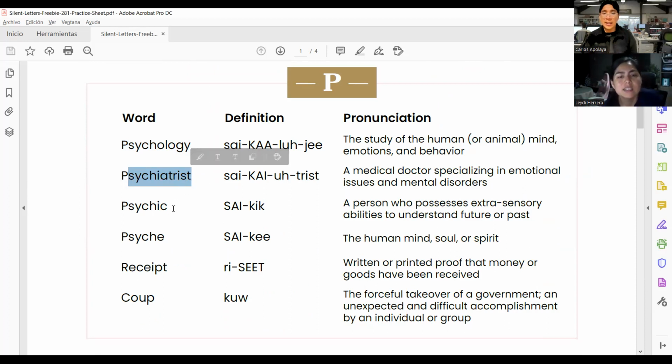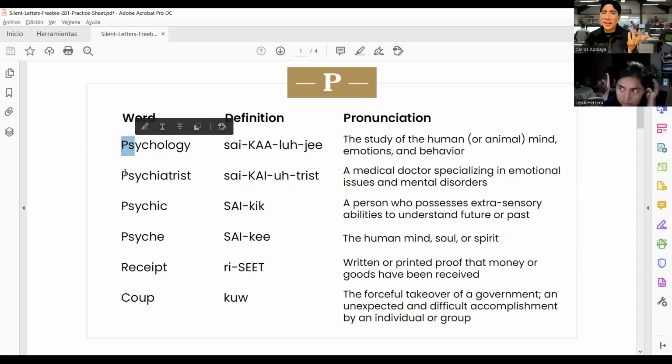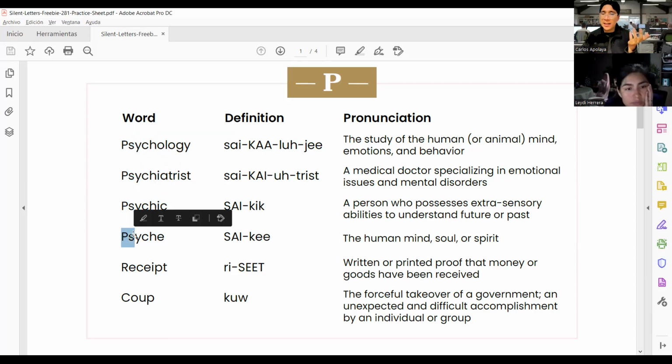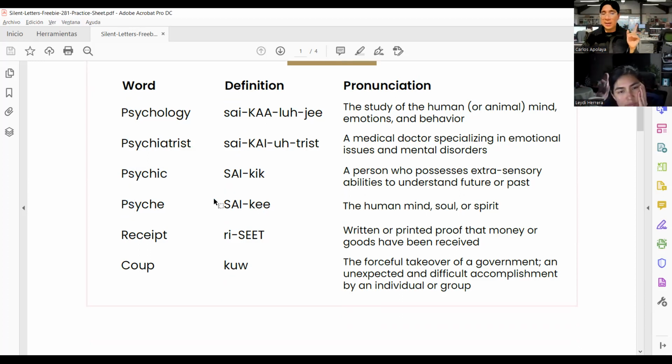How do you say psíquico? Psychic. Psyche. And there is not a rule, as I said before, but as you can see, we have a pattern, like PS, PS, PS, right? So you can drop the P sound.